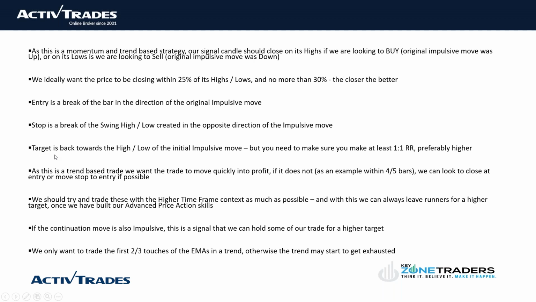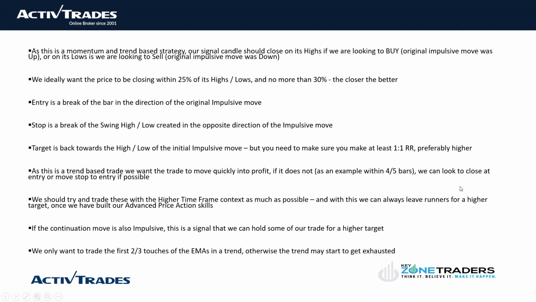Your initial target should be back towards the high or low of the initial impulsive move. And again, we're going to show this in an example in a minute. You need to make sure that you have at least 1-to-1 risk reward, preferably higher. Now, I say the initial target because you can run some of these, you leave your runners to go higher, but you certainly want to be making yourself risk-free around that 1-to-1 risk reward, around the initial high or low that's been created.